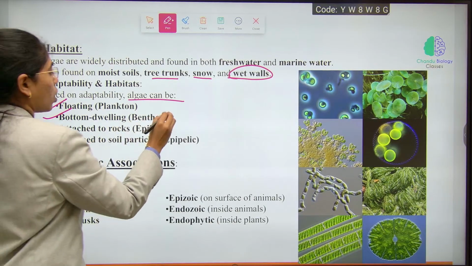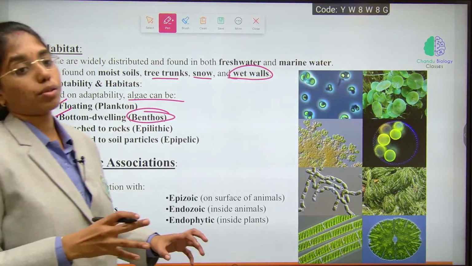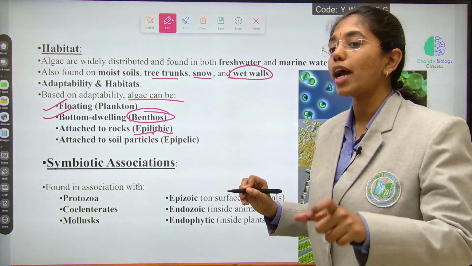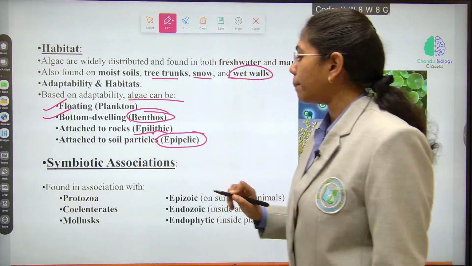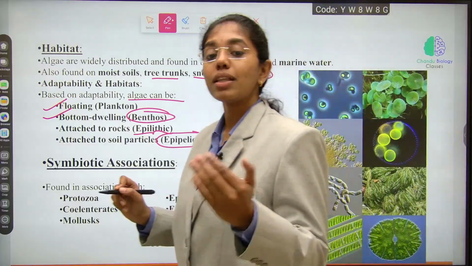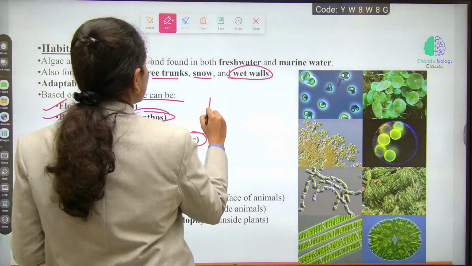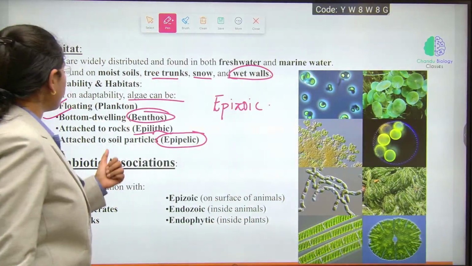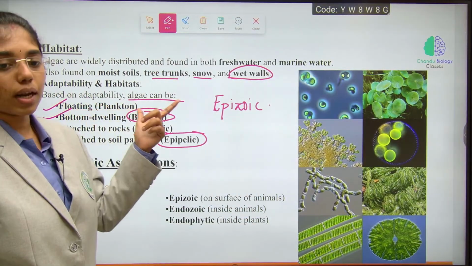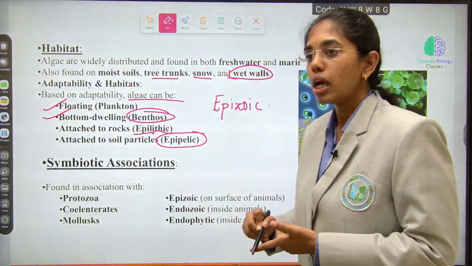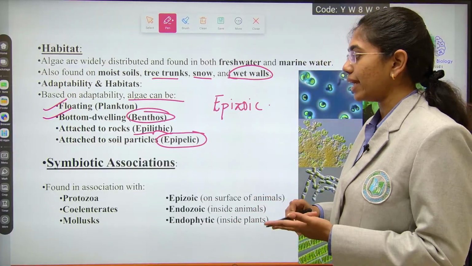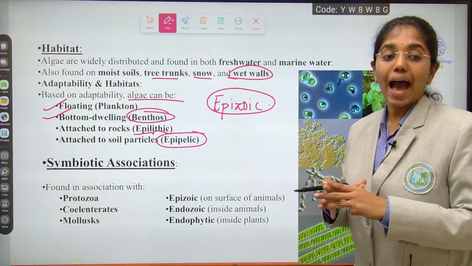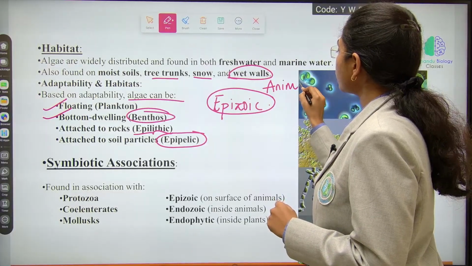Bottom dwelling algae are known as benthic. Those attached to rocks are known as epilithic, those attached to soil particles are known as epipelic, and those present on the surface of other animals are known as epizoic. Remember, those floating algal species are known as what? Phytoplanktons or plankton species. Next, bottom dwelling on the rocks, epilithic; attached to soil particles, epipelic; and on the surface of animals, epizoic.